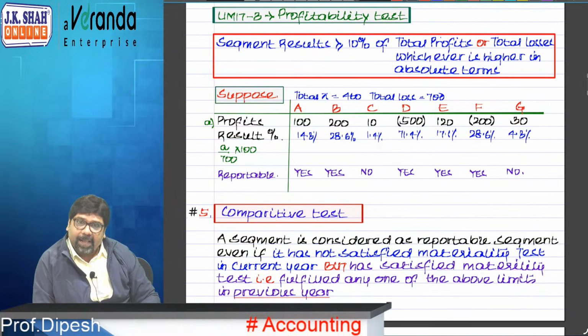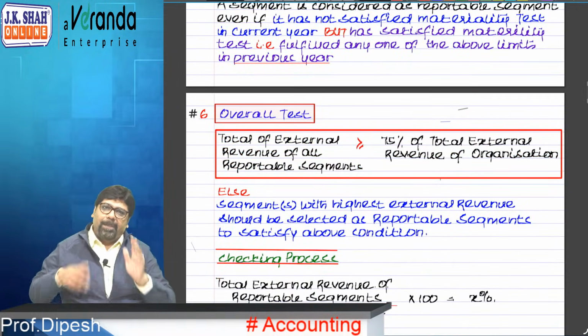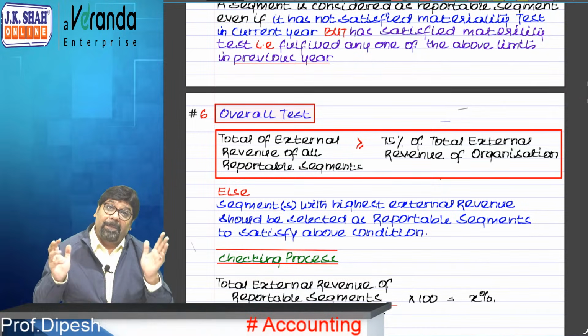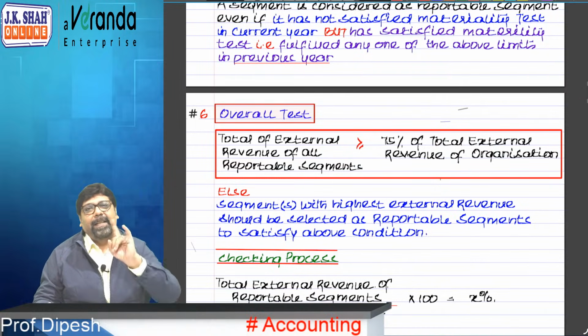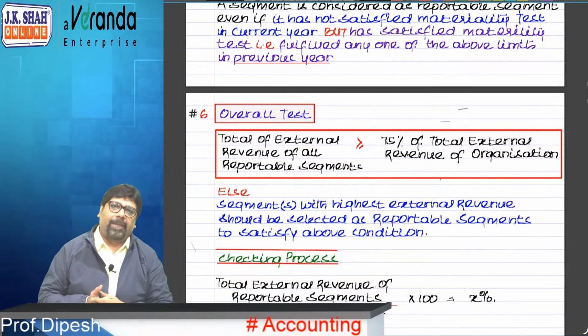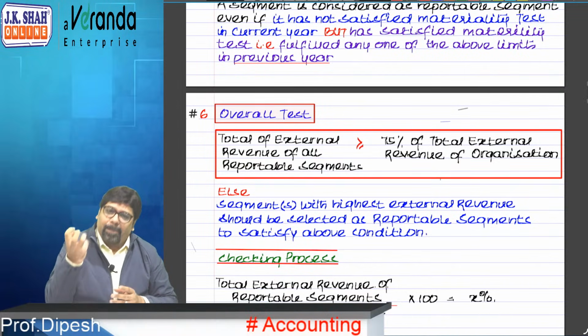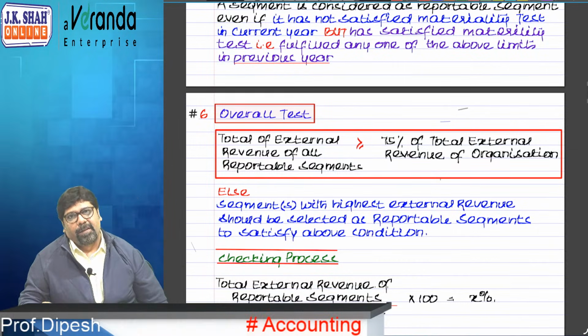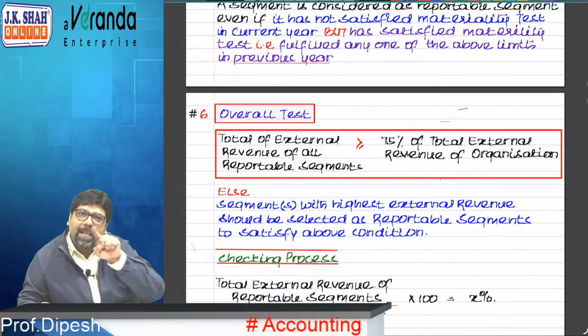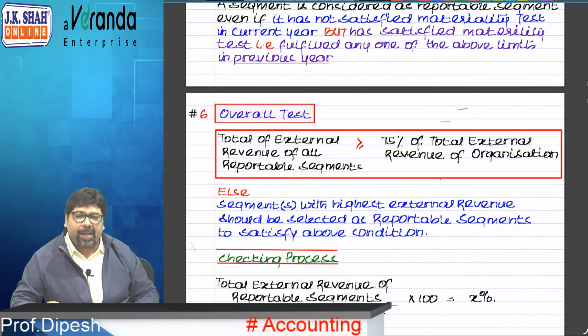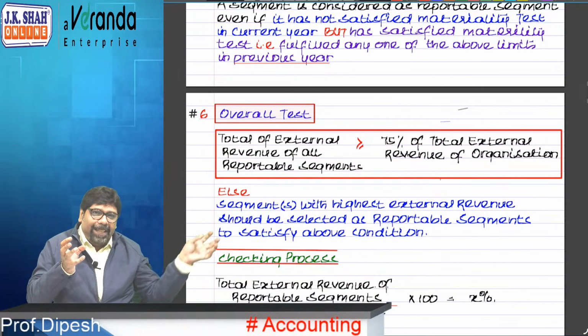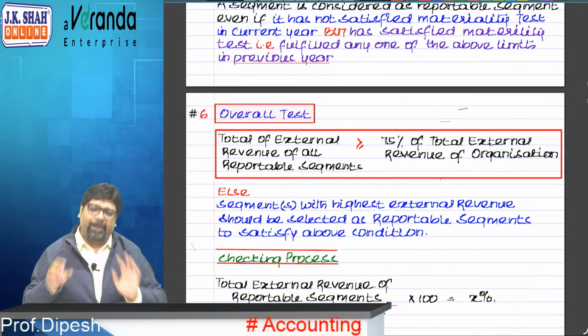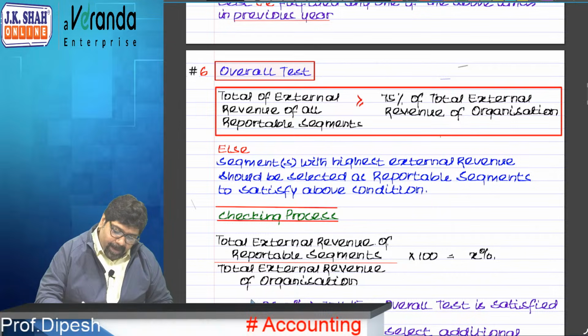Correct? Overall: the revenue of all the reportable segments put together should be greater than 75% of the total revenue. Revenue means only external revenue over here. So if it is not 75%, include other segments to make it 75%. Else, segments with the highest external revenue should be selected as reportable segments to satisfy the above condition.